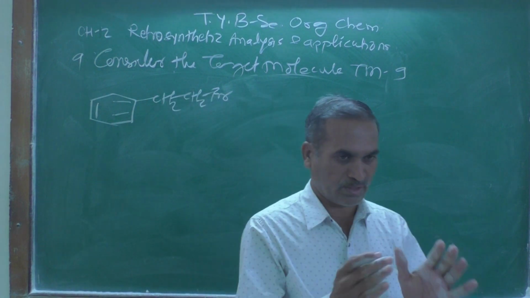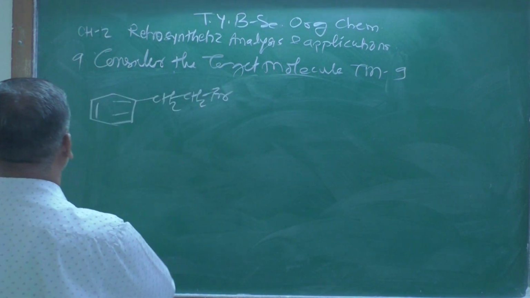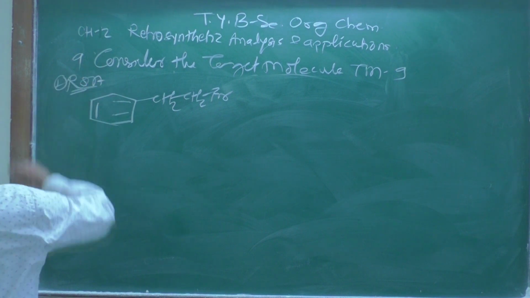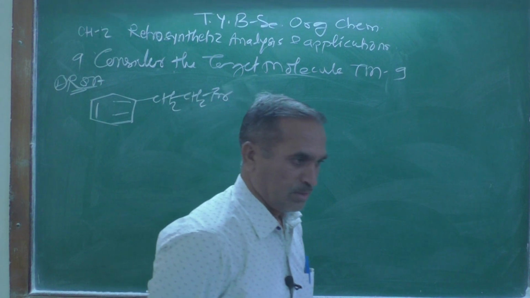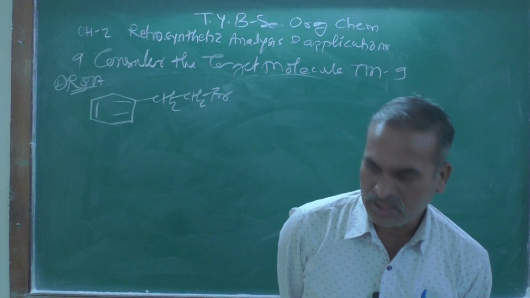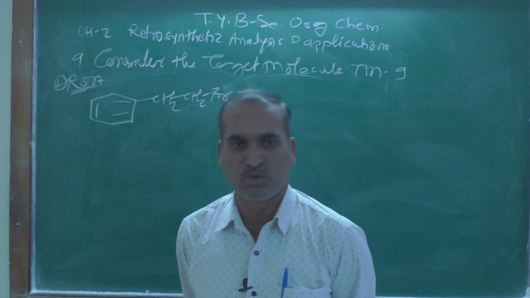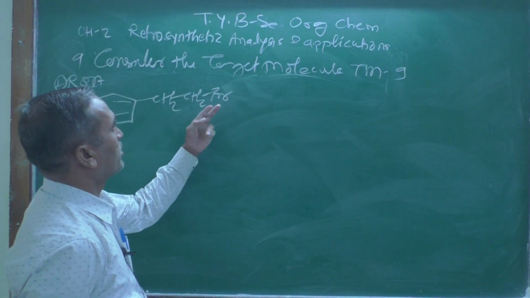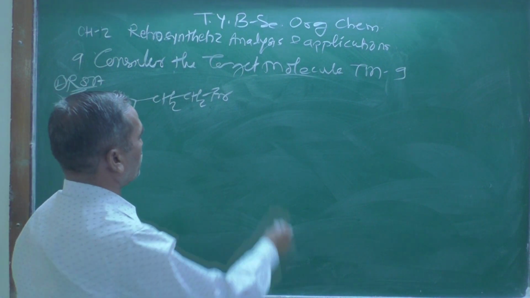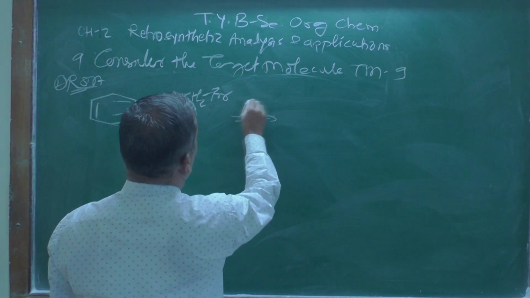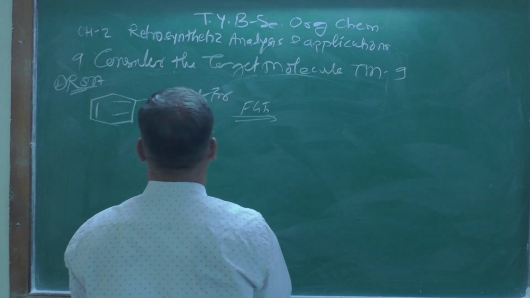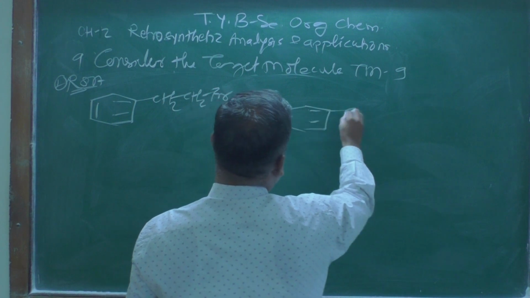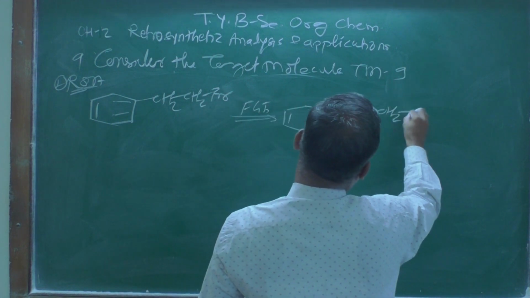Now first of all, while doing a retrosynthetic analysis, RESA, what are the things to observe? When you observe the molecule, first identify the functional group in the target molecule. Here the functional group is Br. So you can do the FGI, functional group interconversion. This halide group you can convert into an alcohol, as we know, right? Then CH2 and the OH.